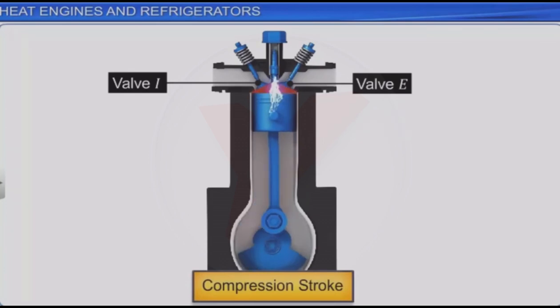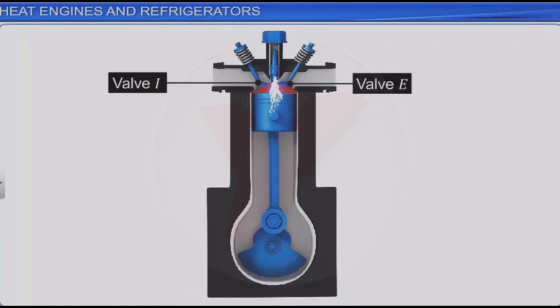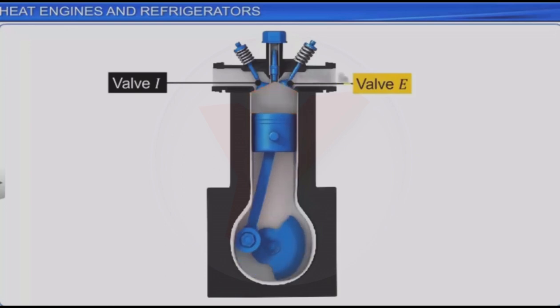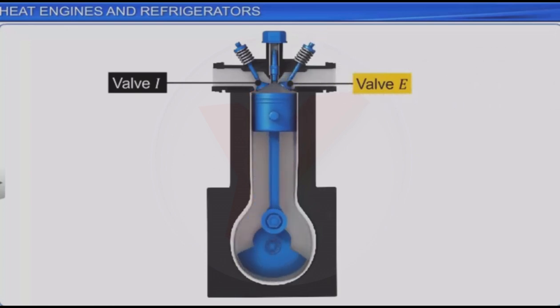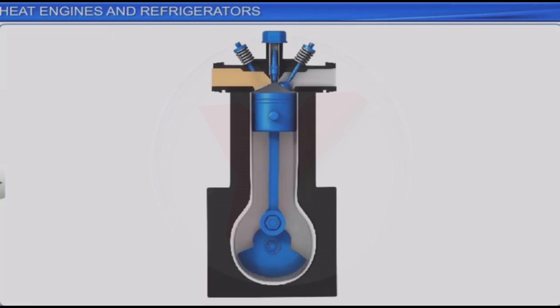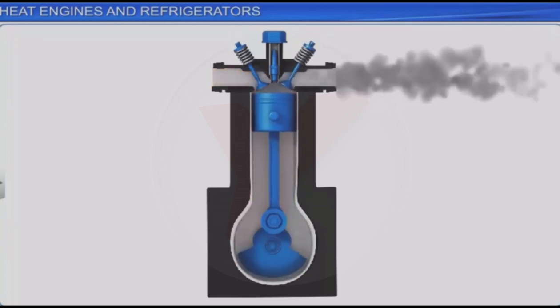At the end of the compression stroke, the spark plug produces a spark and ignites the fuel. Burning of the fuel generates a very high temperature and pressure and pushes the piston in the downward direction. This is known as the power stroke, because this stroke provides a large amount of mechanical energy. Now, valve E is opened. The piston moves up and pushes the burnt gases out. This is called the exhaust stroke. In every cycle, the piston repeats all these 4 strokes. Hence, the engine is called a 4-stroke engine.